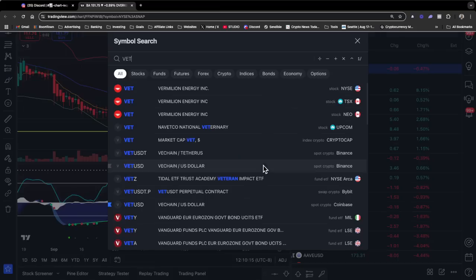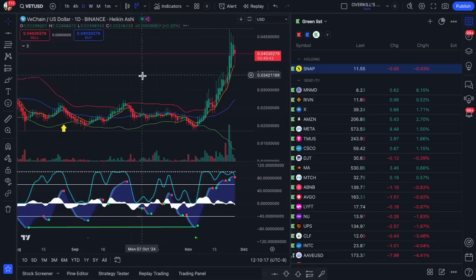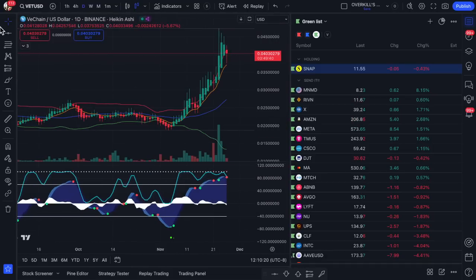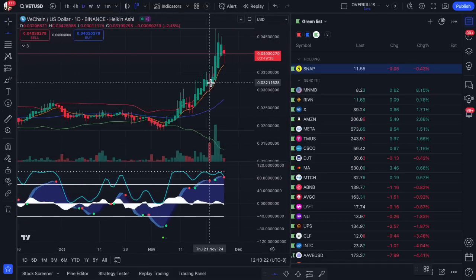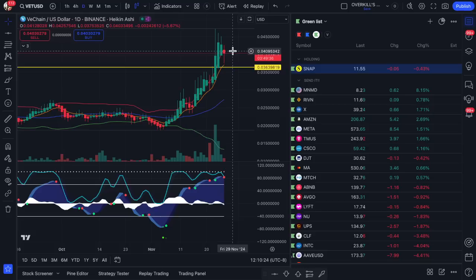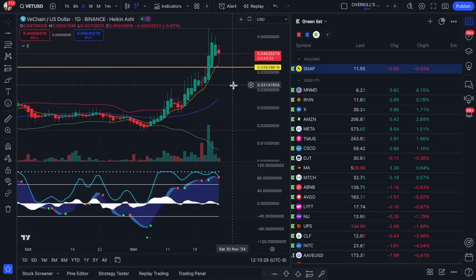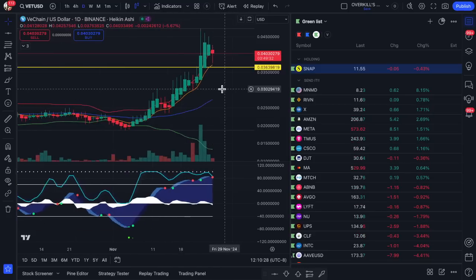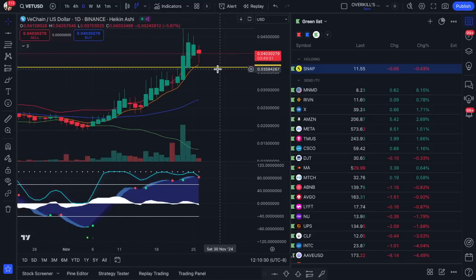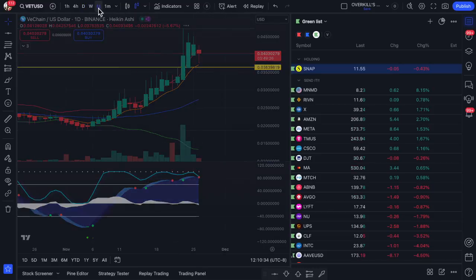We got VeChain. VeChain also giving a red dot here today. So when we get the red dot, you want to set your stop loss. I put it right there at 0.036. If that breaks, I'd wait till it comes back down here into our moving average. Just make sure 0.036 holds if you're holding on to this one. Be careful with the red dot here today.